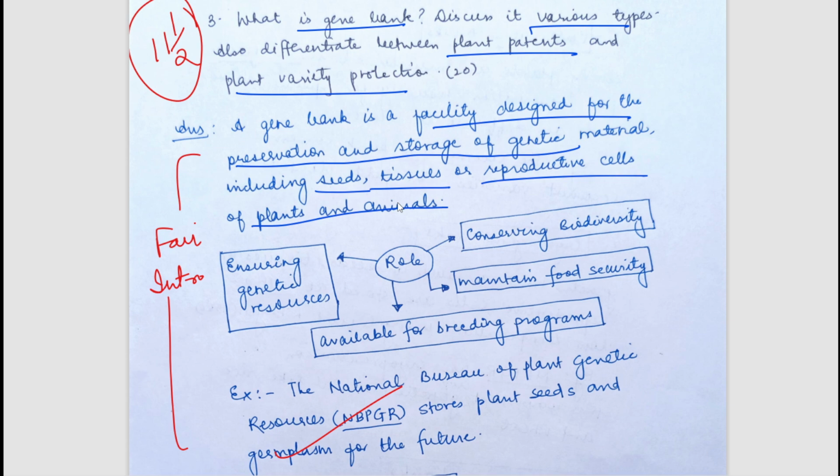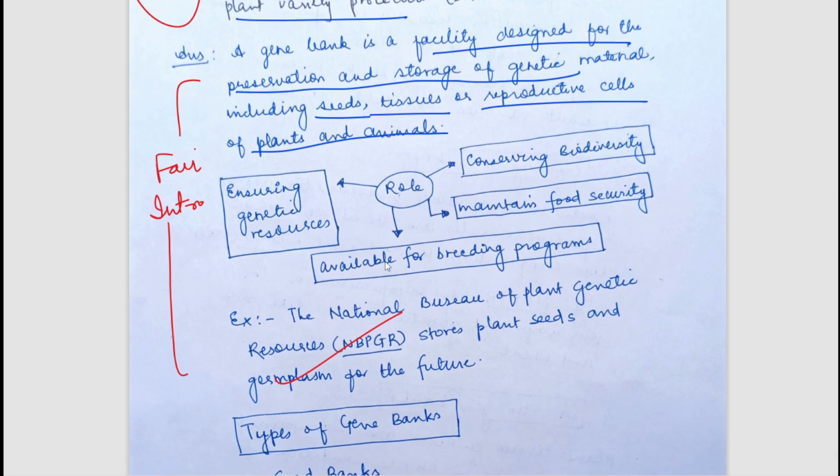So these are some of the common uses of gene banks. We all know this is the basic use of a gene bank. So I hope you understand what a gene bank is. For example, we have the National Bureau of Plant Genetic Resources, NBPGR, in India. I think its head office is in Delhi.